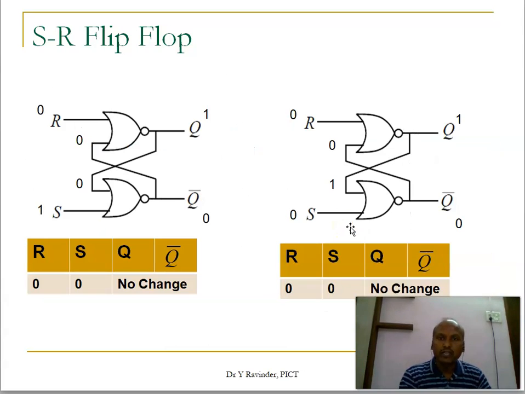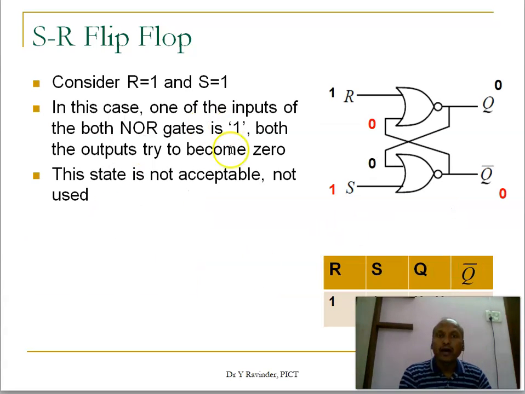And we have also tried to understand when R is equal to 1 and S is equal to 1. When R is equal to 1 and S is equal to 1, any one of the inputs is 1. So this also will try to make the output 0, and this also will try to make the output of this NOR gate 0. But both are not complements of each other. So this is a contradictory condition, and it will not be a useful condition. That is why we will never use the RS 1 and 1 condition. This is called a no-use condition or a race condition.